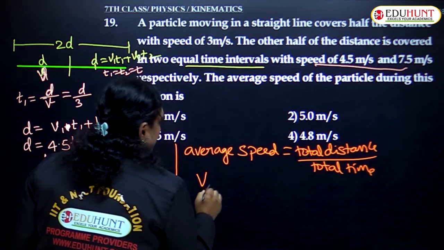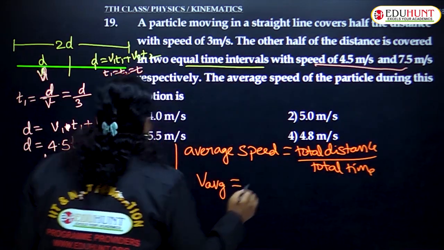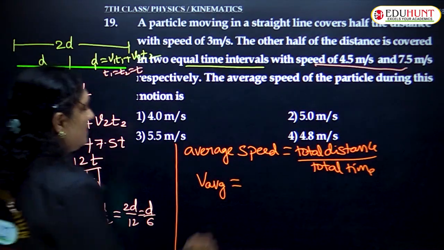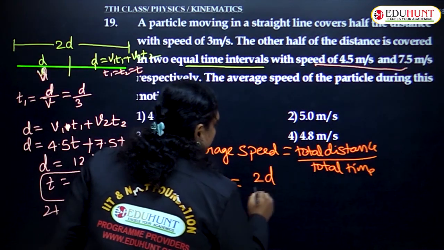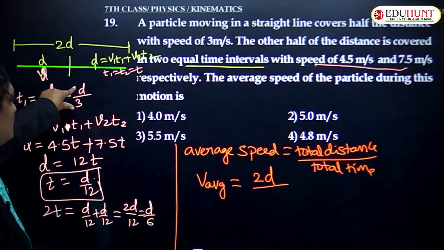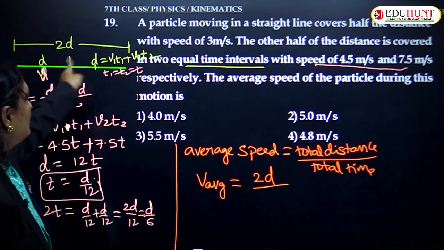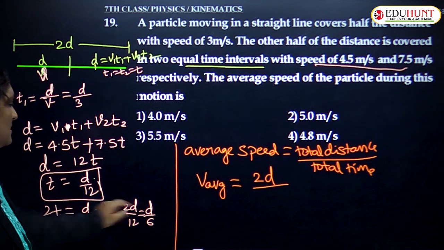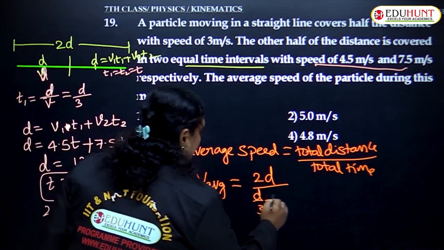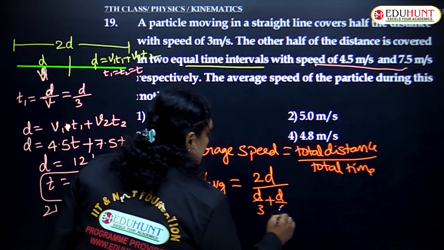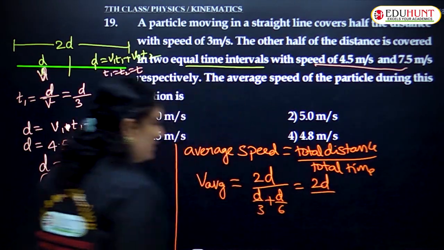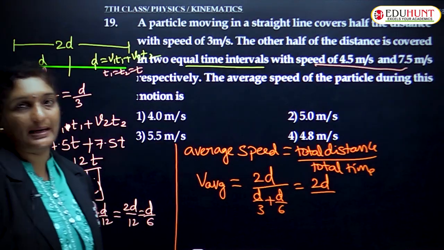So average speed, let me represent as V average. What is the total distance from here, children? Here to here is 2d. So this is equal to 2d upon, what was the total time? From here to here, it took d by 3. And here to here, it is 2t. 2t means d by 6. So this is nothing but d by 3 plus d by 6. So this can be written as 2d by d by 3 plus d by 6.